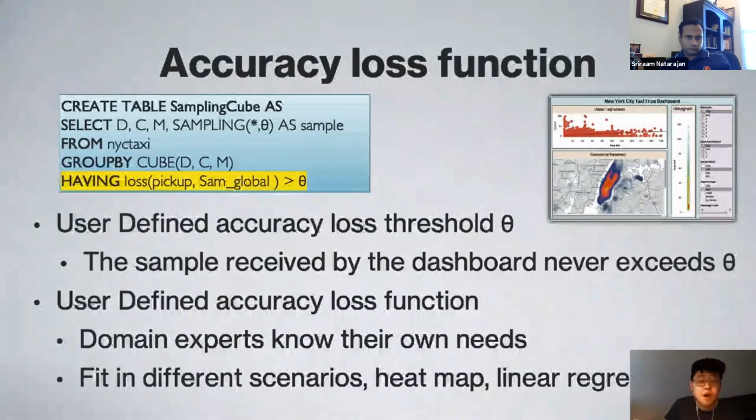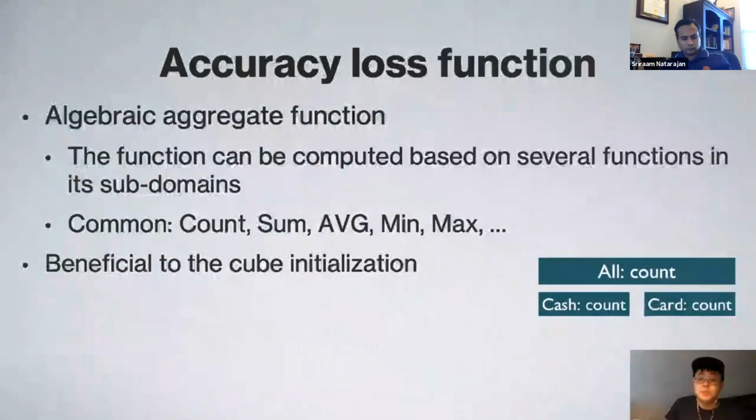In Tabula, we also support a user-defined accuracy loss function because, like I said before, we believe the domain experts know better about their own needs. We also want to make sure our system can fit in different scenarios, such as heat map, linear regression, and so on and so forth. Although Tabula allows a user-defined accuracy loss function, we have a specific requirement for the function. This accuracy loss function has to be an algebraic aggregate function. This feature will be leveraged later.